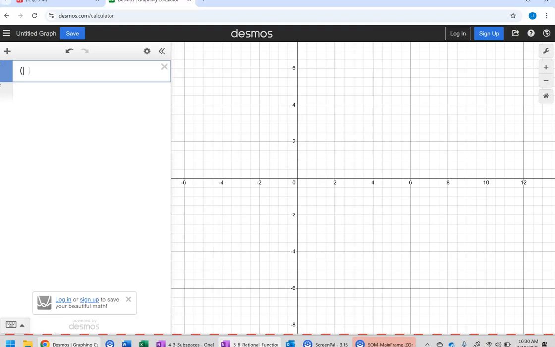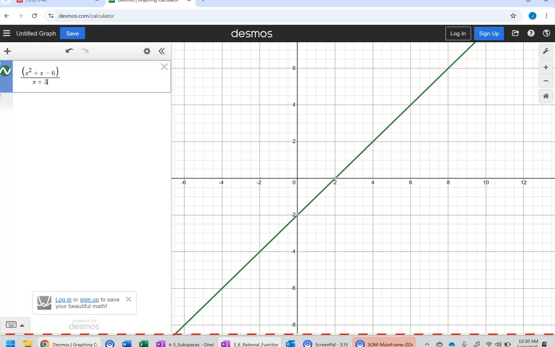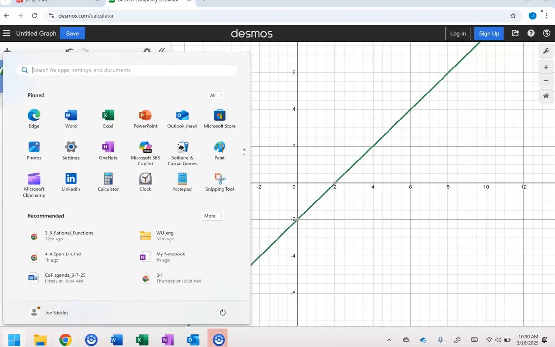The top is x squared plus x minus 6. The denominator was x plus 3. Do I see any vertical asymptote there? No. I just see this thing that looks like a line, don't I? Let's investigate what happened. Something is different, right? Something is not the same. Okay, let's look at what happened.